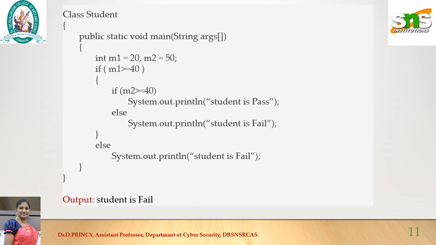This is an example to demonstrate the nested if statement. M1 is greater than or equal to 40. If the condition is true, it moves on to the next condition, M2 greater than or equal to 40. Suppose a student fails in one subject, there is no need to check another subject. If it is a pass only, we have to check with the other subject. Then only it will be treated as a pass in all the subjects.